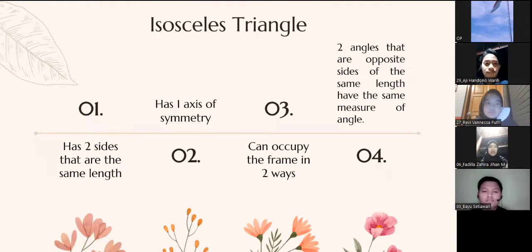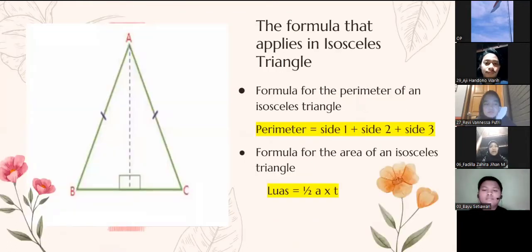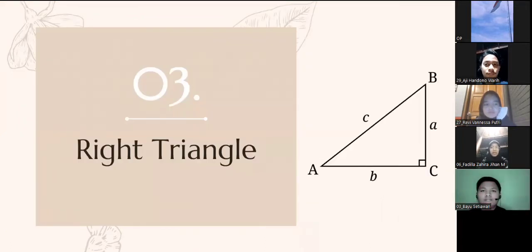Next, okay. An isosceles triangle has four characteristics. Number one is has two sides that are the same length. Number two is has one axis of symmetry. Number three is can occupy the frame twice. And the last is two angles that are opposite the sides of the same length have the same measure. Okay, and next, the formulas that apply in an isosceles triangle. Number one, the formula for the perimeter of an isosceles triangle, and number two is the formula for the area of an isosceles triangle. Okay, number three is right triangle, which will be explained by Bayu.